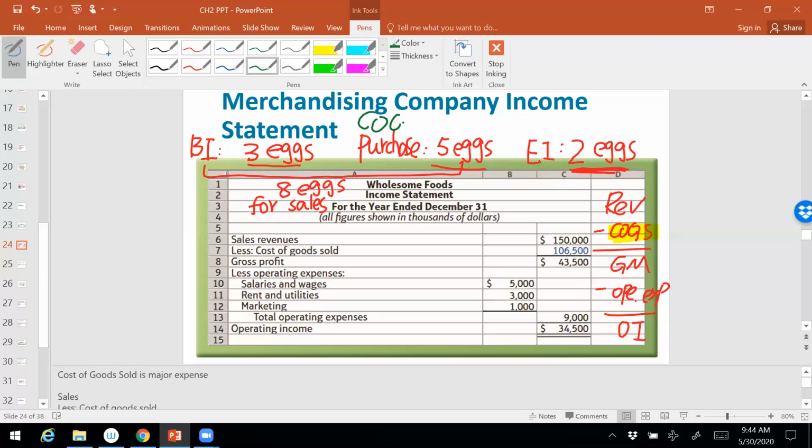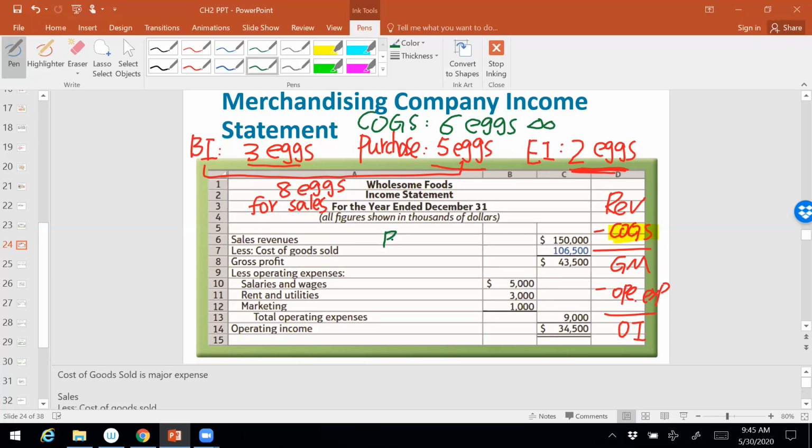My cost of goods sold is how many eggs? You tell me. How many eggs did I sell? I had 8 total to sell. At the end, I only had 2 left. How many eggs did I sell? I sold 6 eggs. That's 8 minus 2. How do I get 6 eggs?